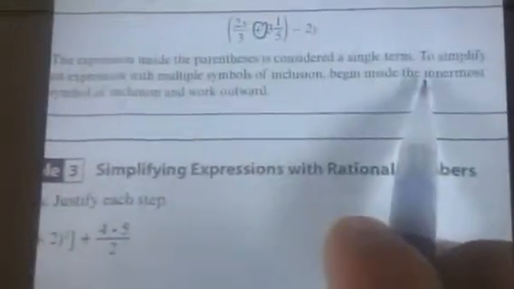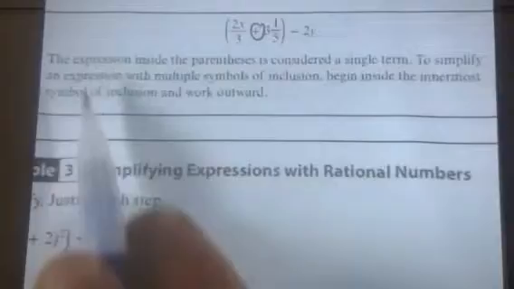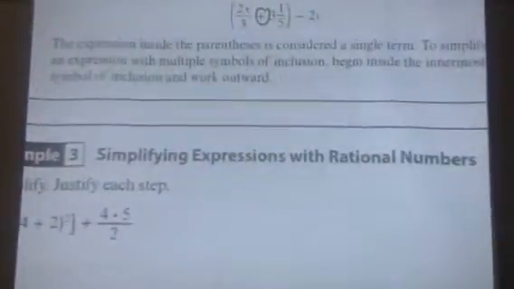We talked about in lesson 2 how a term is something that's separated by either a plus sign or a minus sign. So basically the fact that this whole thing is in parentheses shows you that that whole thing is one term. So to simplify an expression with multiple symbols of inclusion, you start with the innermost symbol of inclusion and then work your way outward.